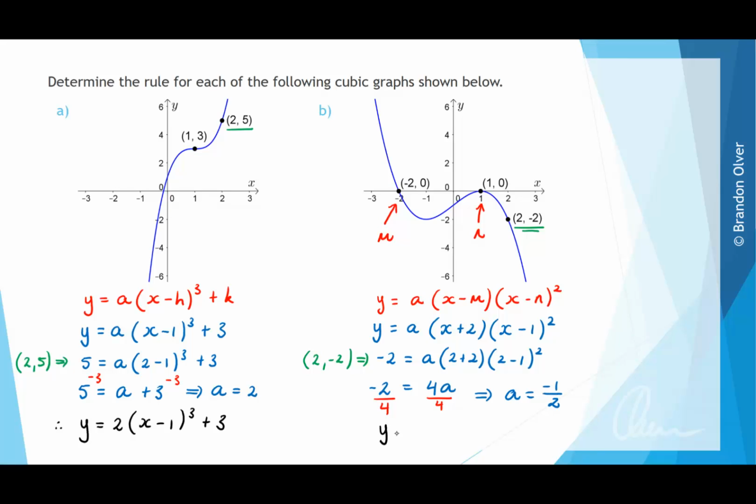Therefore, the equation of the second cubic is y equals negative 1/2 times (x plus 2) times (x minus 1) squared.